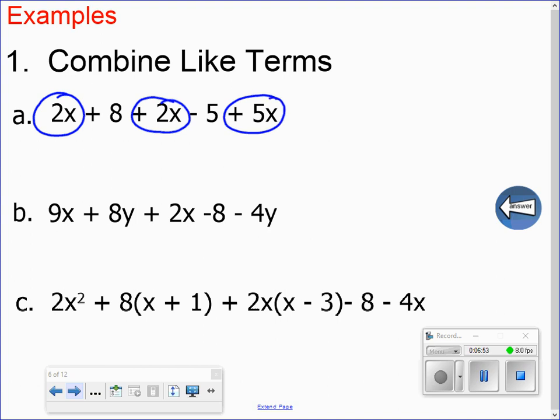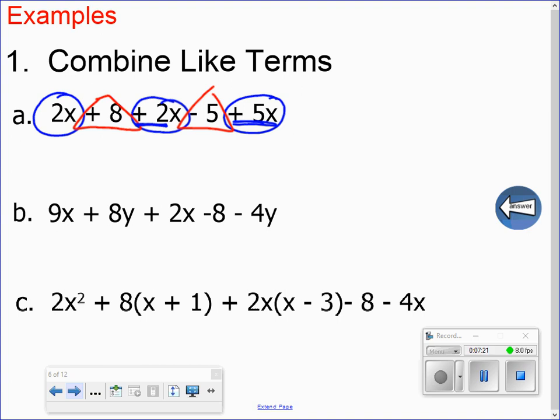And then we want to look at what's left. We have an 8 and we have a 5. These are our two constants. Remember that all constants are going to be like terms. Once you've identified your like terms, combine them. Now notice, I've circled the operation that goes in front of that term. So make sure that you're including the operation, because that's going to tell you if you need to add it when you combine or if you need to subtract it.